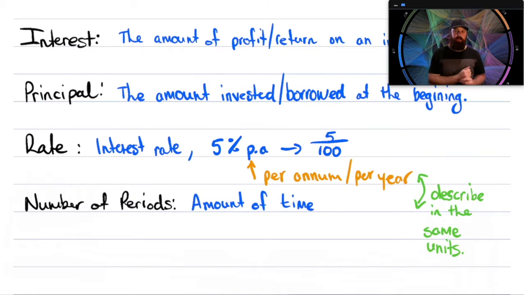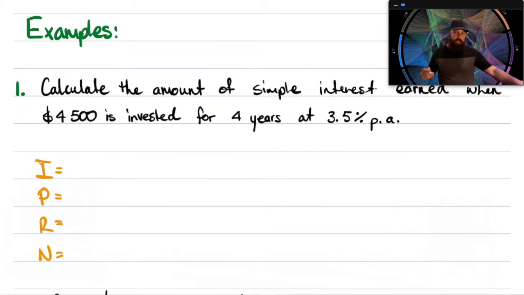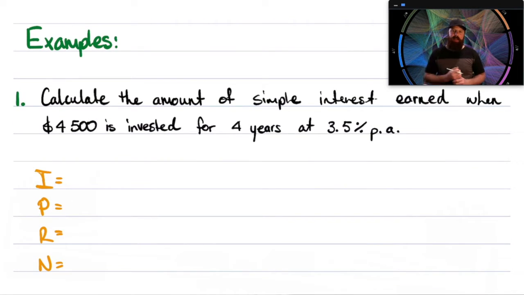All right, let's go through and look at an example, see how these work. Example 1: calculate the amount of simple interest earned when $4,500 is invested for 4 years at 3.5% per annum. One thing quickly jumping out, there's a per annum and there's years, so happy days, they're in the same time unit. So when I answer these questions, down the left I encourage you to write I, P, R, and N, and let's highlight the information from the question. So our N is 4 years.